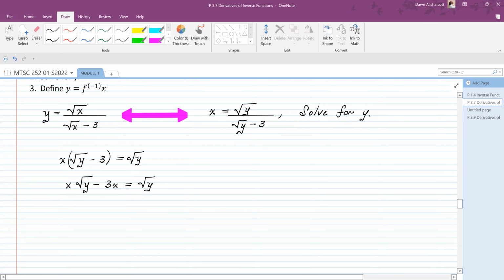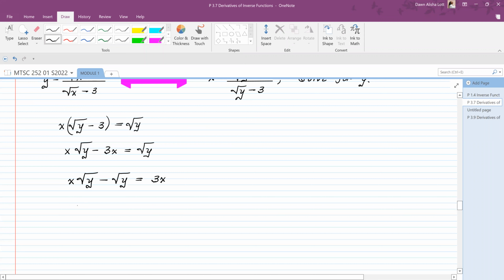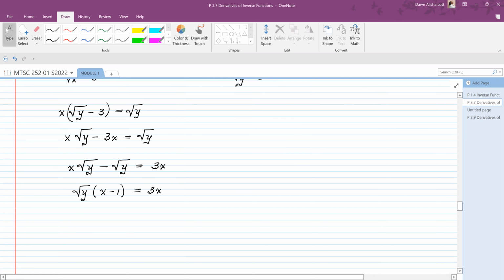So if I have x minus 1, x times the square root of y minus the square root of y, and then I'm going to put the 3x on this side. Now I'm going to factor out the square root of y, and that's going to be times x minus 1, which is equal to 3x. So now I can divide and get the square root of y is equal to 3x divided by x minus 1.